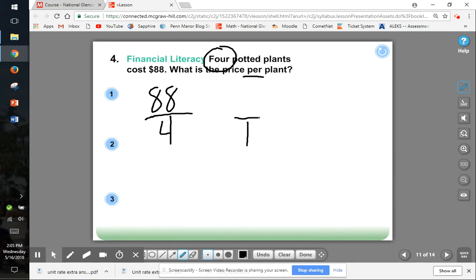Sounds very similar to the unit rate problem. To get there, we're going to divide. Divide by what? In this case, we're going to divide by 4 because 4 divided by 4 is 1. 88 divided by 4, I believe, is 22. What does that tell me? One plant costs $22.